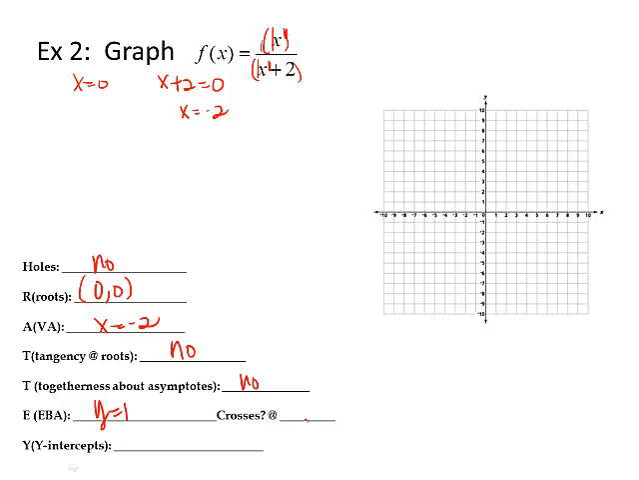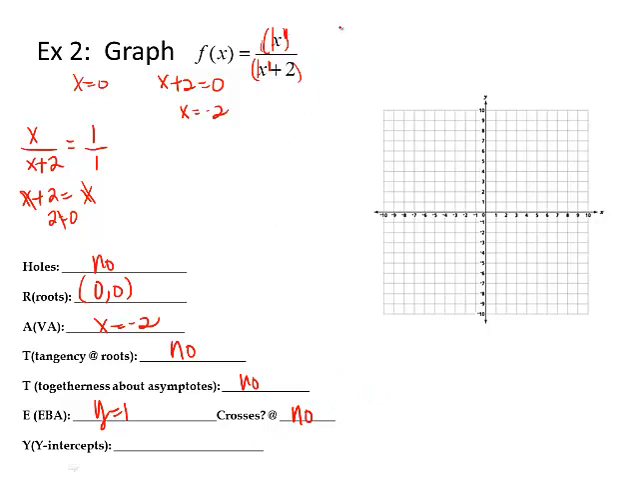Now I need to stop and decide, does it cross? Well, work it out. X over x plus 2, set it equal to my end behavior, which is a 1. Cross multiply, I get x plus 2 equals x. But if I have an x on both sides, they cancel out, and I have 2 equals 0, but that's not true, so we know it does not cross.